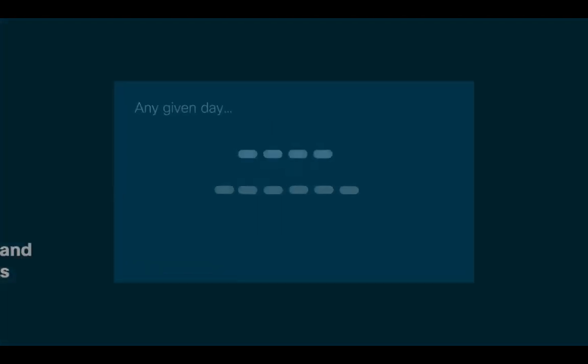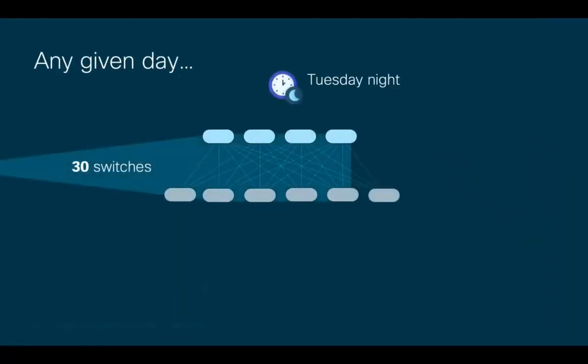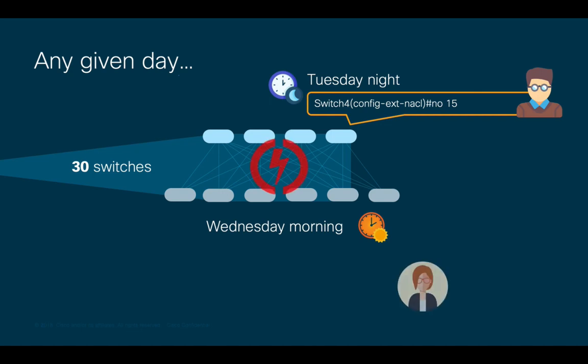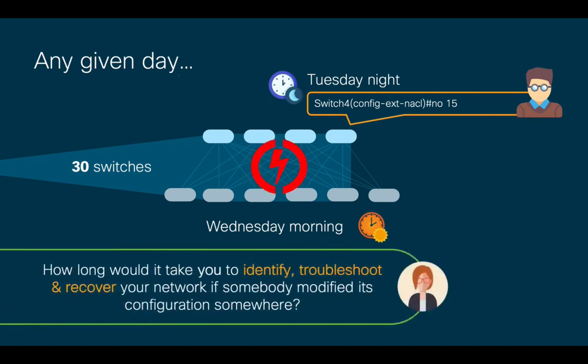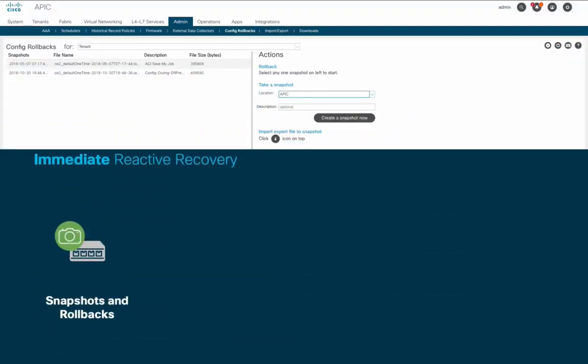Let's imagine the following scenario. You have a network with 30 switches. It's a Tuesday night right before your company's peak season starts, and the new intern decides to delete a line from an extended access list on one of those 30 switches. You get there the following morning and the network is down. With this in mind, how long would it take you to identify the error amongst all those 30 switches so that you can troubleshoot and recover the network? Probably a while, right? This is where snapshots and rollbacks may help.